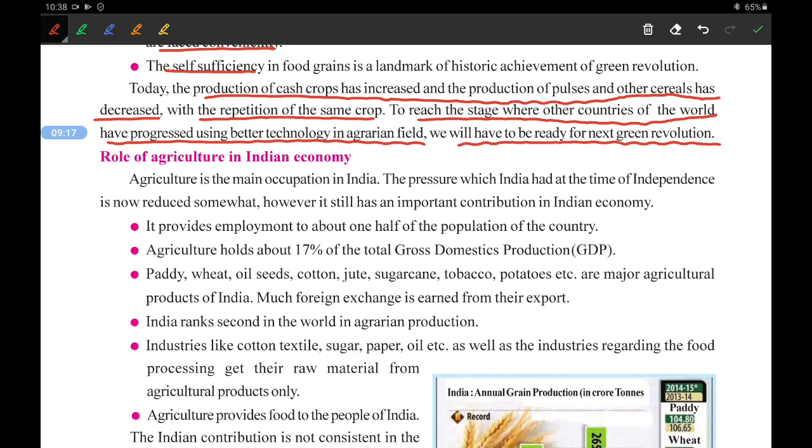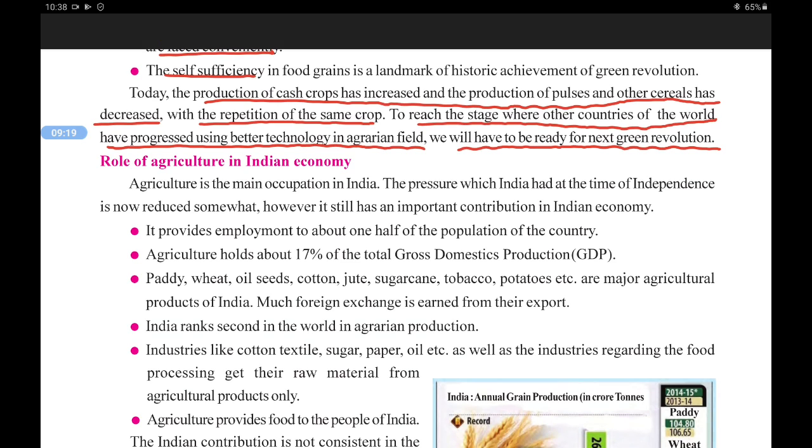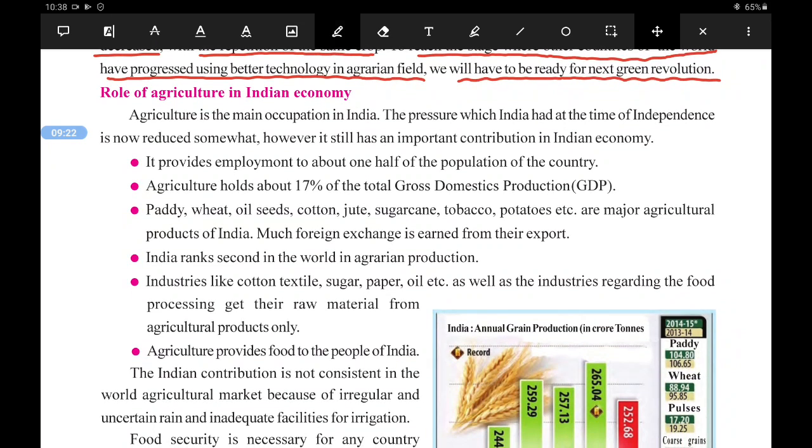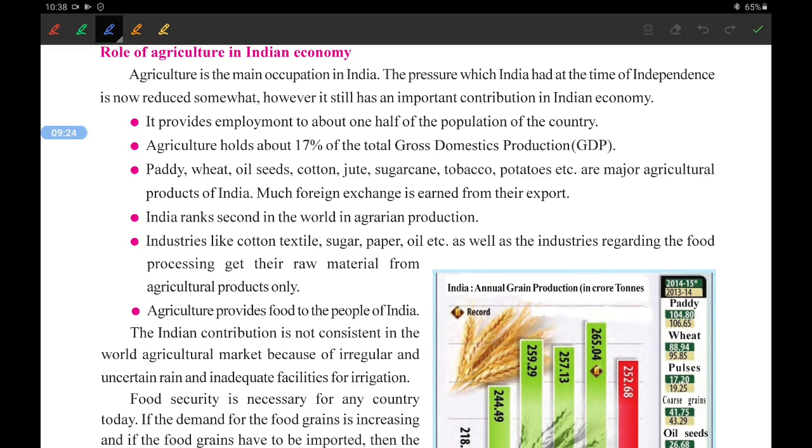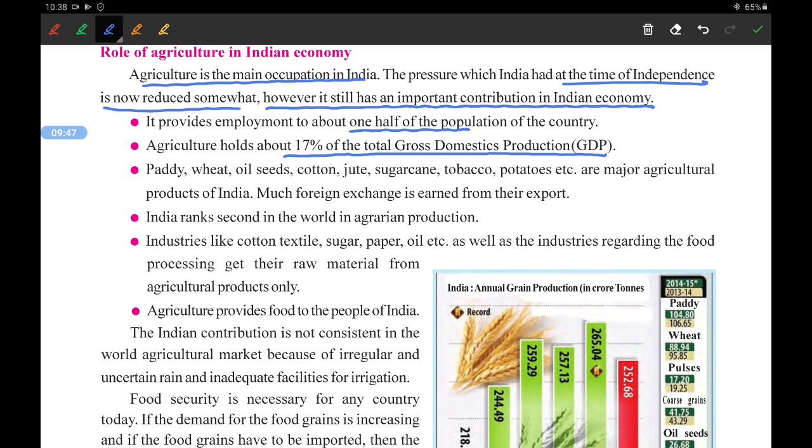Now we are going to study the role of agriculture in the Indian economy. Agriculture is the main occupation. This we have already studied. The pressure which India had at the time of independence is now reduced somewhat. However, it still has an important contribution in the economy of India. First, it provides employment to about half of the population of the country. Second, agriculture holds about 17% of gross domestic product, that is GDP, in simple words, the national income.